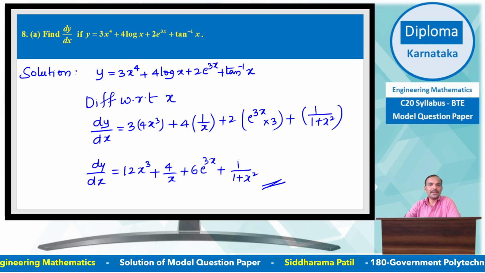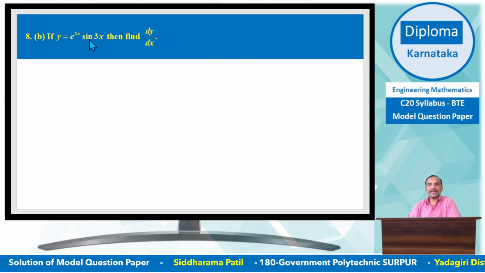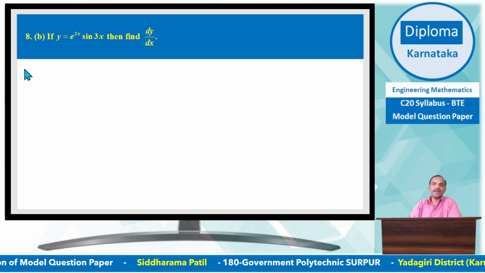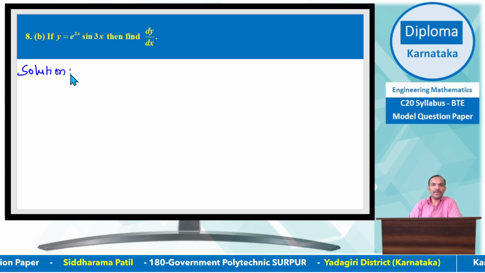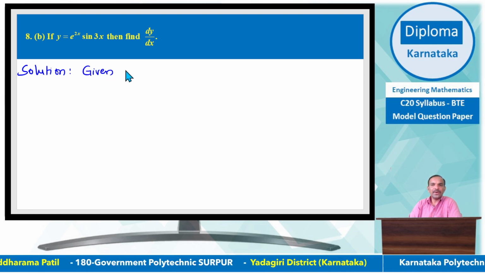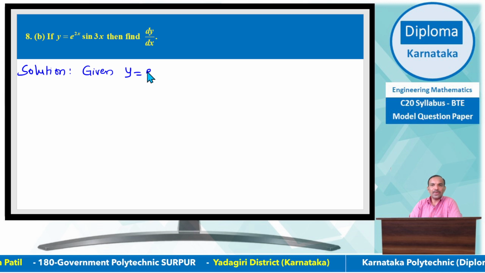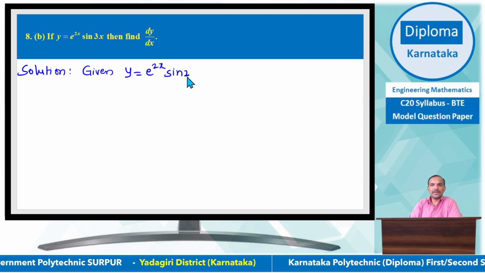Question is next. 8B. If y equal to e to the power 3x sin x, then find dy by dx. Solution, given: y equal to e to the power 2x sin 3x.